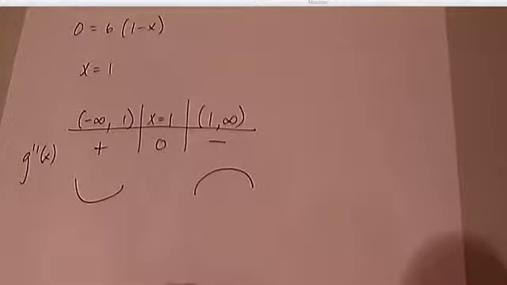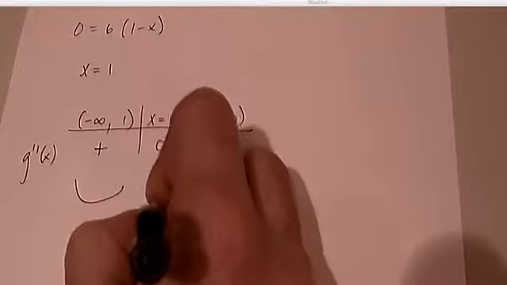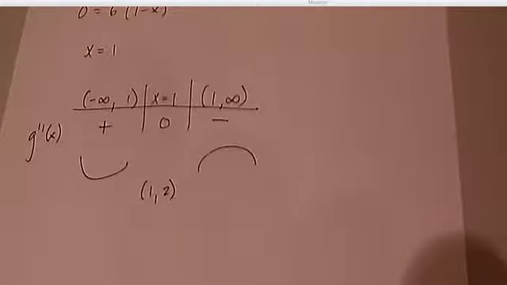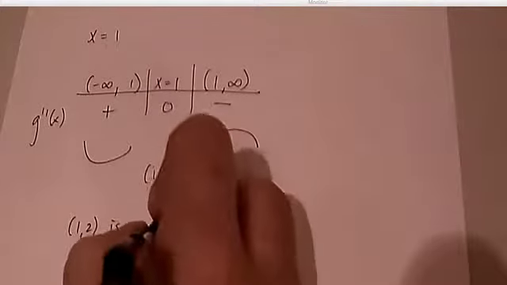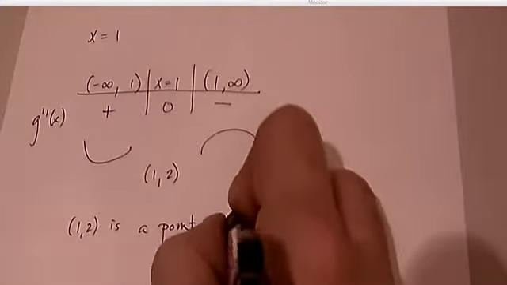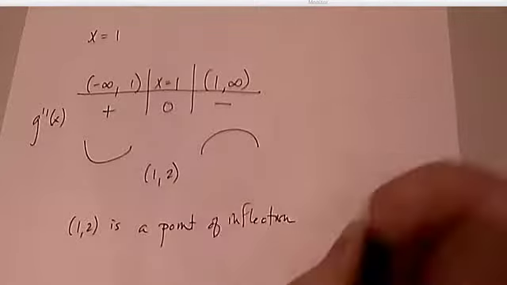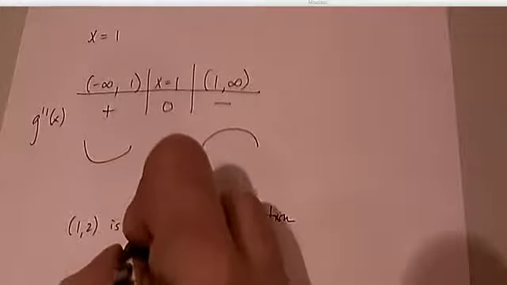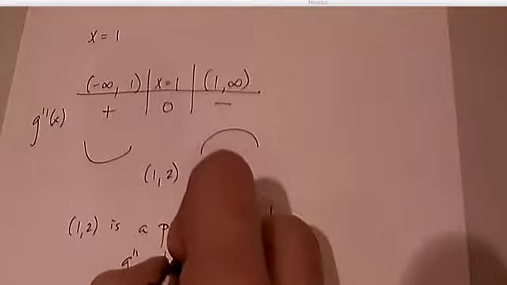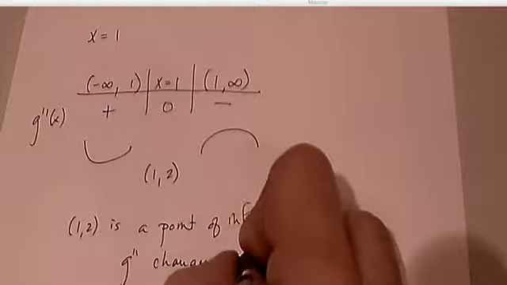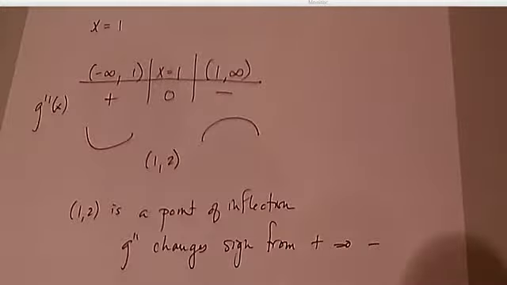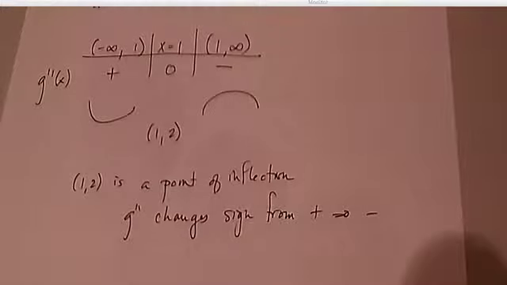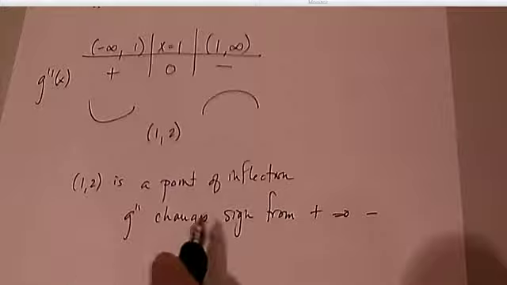Okay, so this is the point (1, 2) if you plug it into the original function. And you say (1, 2) is a point of inflection, okay, because g double prime changes sign from positive to negative. Now, of course, you wouldn't be quite so sparing with your notation, and you wouldn't abbreviate it like that. You would actually spell it out, but you get the point.